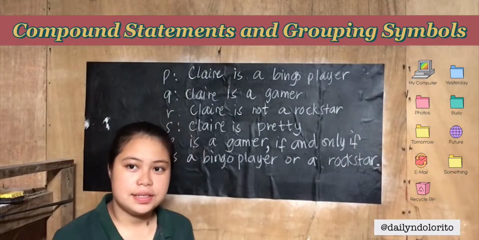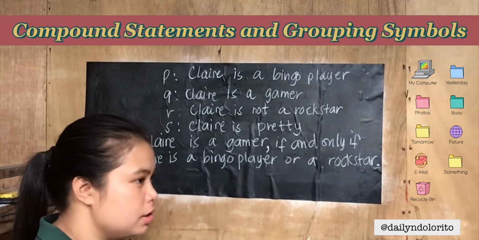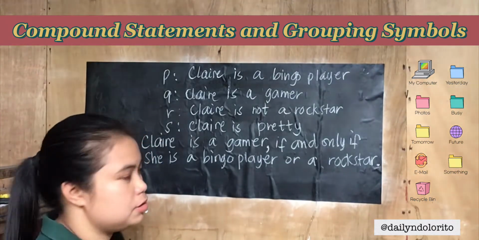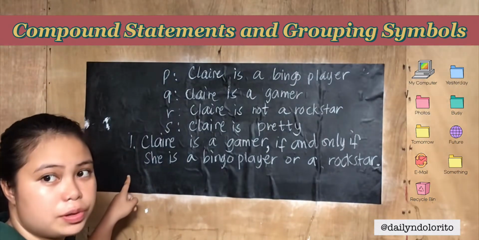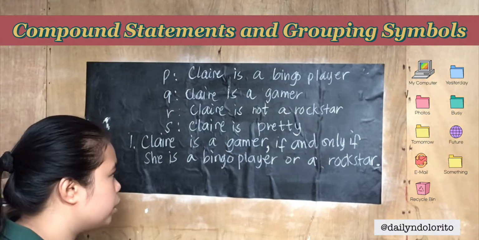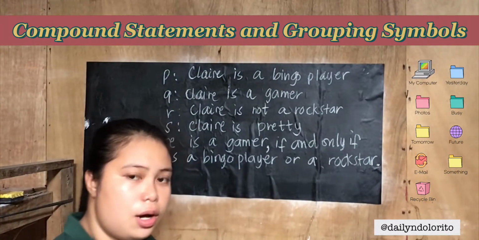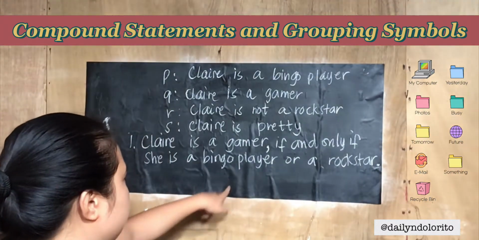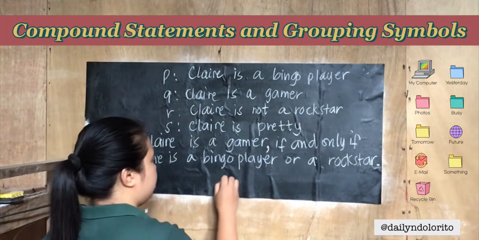So this is our example for sentence to symbolic form. Now this is the one that we're trying to solve here. Claire is a gamer if and only if she is a bingo player or a rock star. So we have if and only if, which is categorized by this one, right?